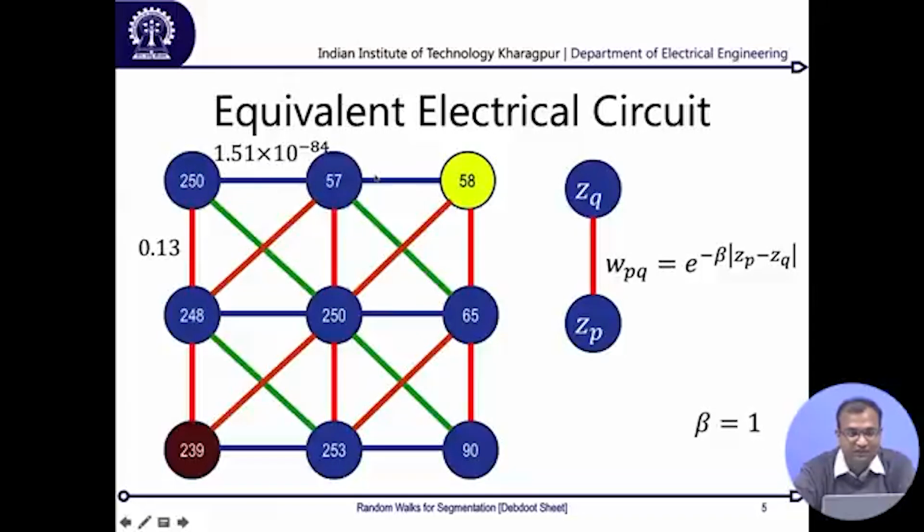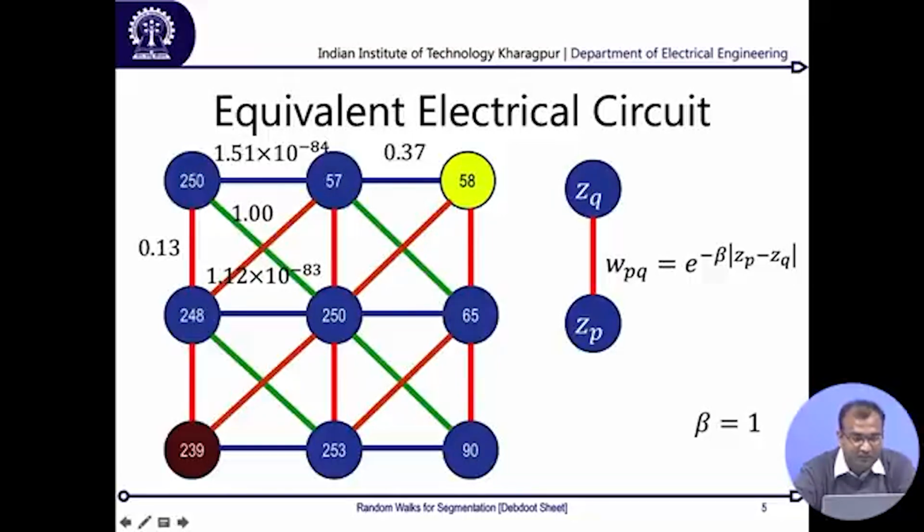You could have in fact approximated this to be 0. Now between 57 and 58, you again have a much higher value which is 0.37. Now between 250 and 250 there should not be any problem, it should be easiest to move, and that has a conductance value of 1. Between 248 and 57 it has a value of 1.12 into 10 to the power of minus 83, which is again a value which is very close to 0, but again this value is higher than this particular value.